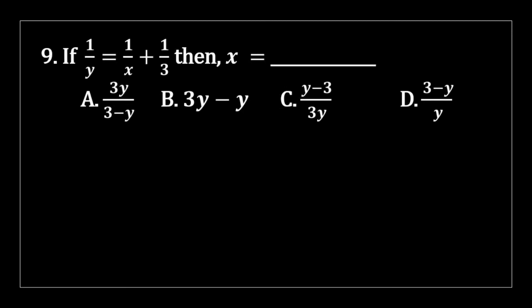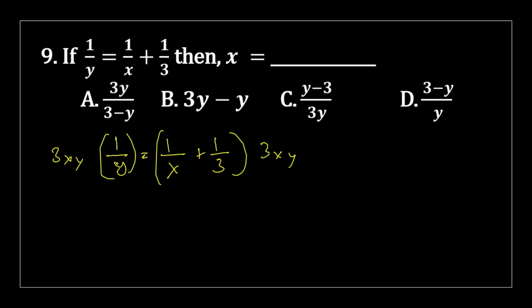On number 9, let's find the value of x of this expression. So we have 1 over y equals 1 over x plus 1 over 3. All we have to do is multiply both sides by the LCD of this expression. Again, to get the LCD, let's just multiply y, x, and 3. So we have 3xy.